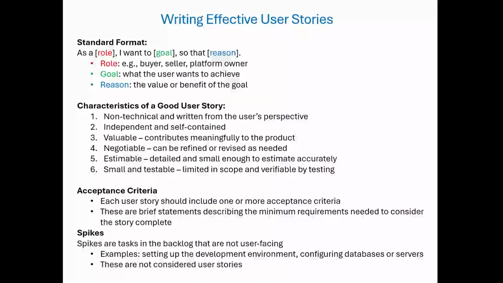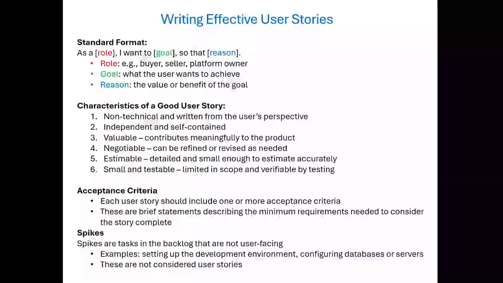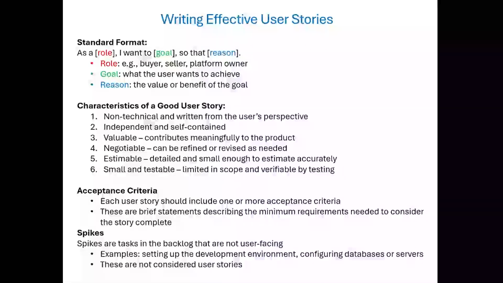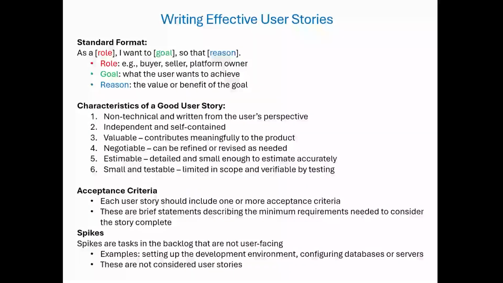Independent, so they are self-contained and not dependent on other stories. Valuable, provides real value to the user or customer. Negotiable, flexible, and can be discussed or revised with the team. Estimable, small enough to estimate effort and time, small and testable, narrow in scope with clear outcomes that can be verified. This makes stories easier to prioritize, develop, and test. You don't want huge, vague stories. You want clear, actionable items.